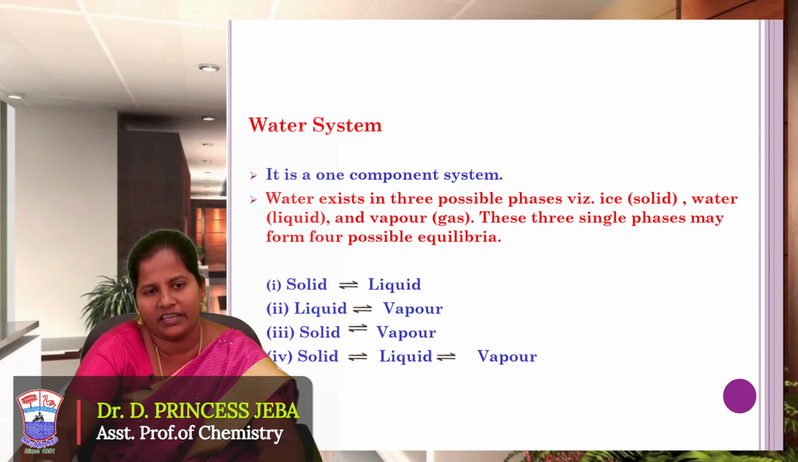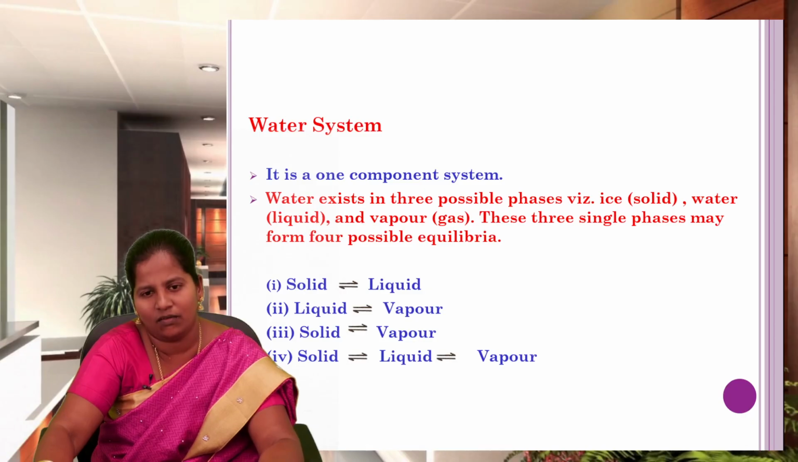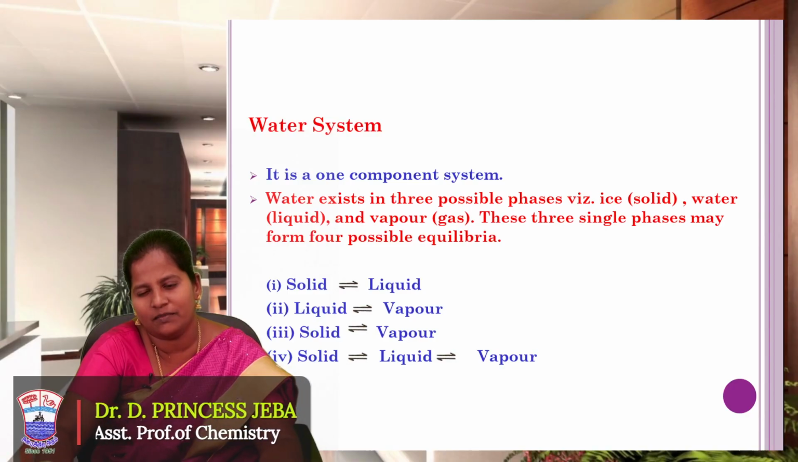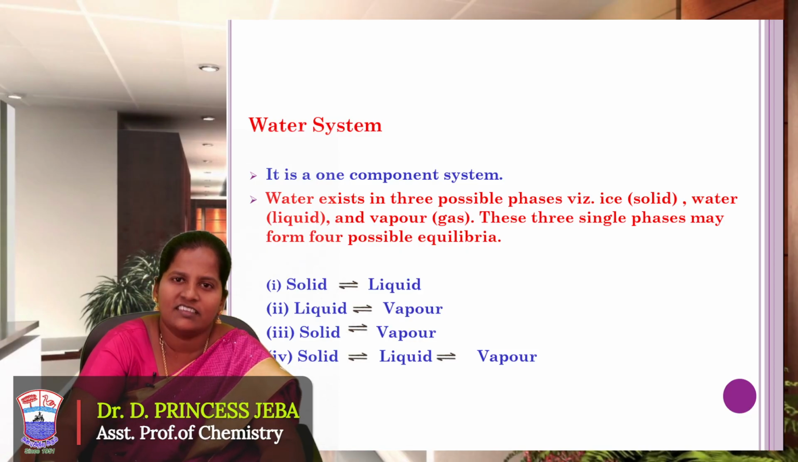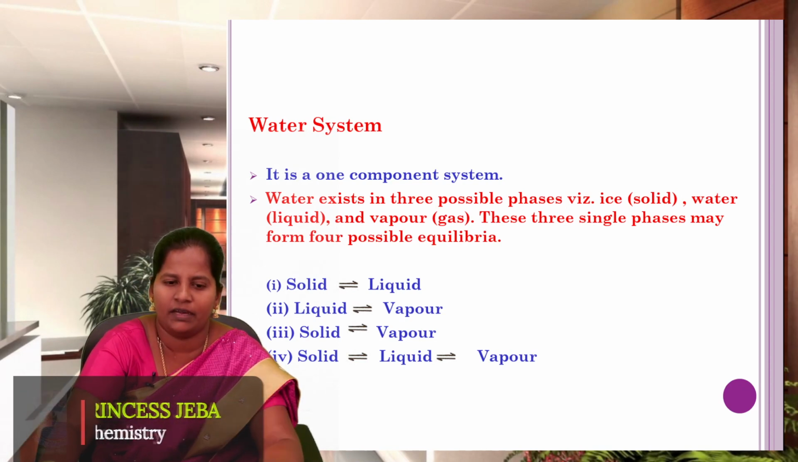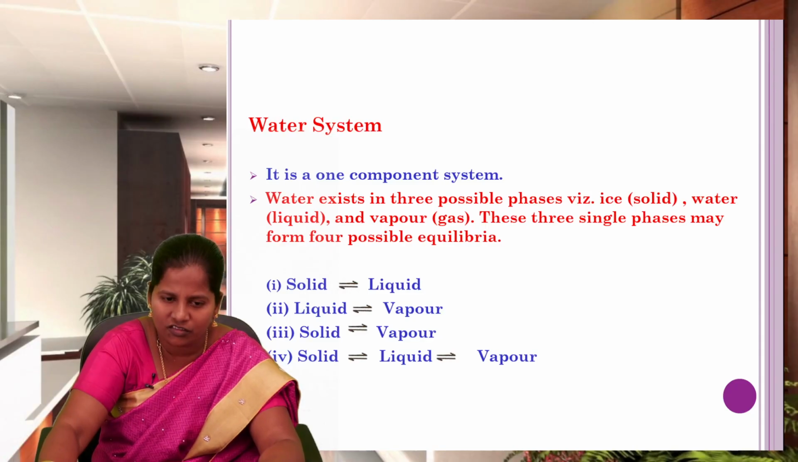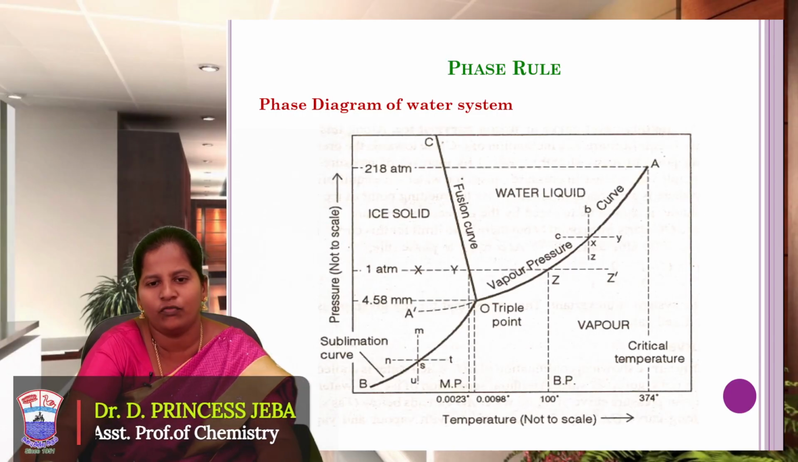So for example, we have to take water system. So water system consists of a single component, single chemical species H2O, which is water. Whereas this species may exist in 3 forms. One is ice, water and vapor. So how many phases are in equilibrium? Solid ice is in equilibrium with liquid, liquid water is in equilibrium with vapor, and solid ice in equilibrium with vapor. At a particular temperature, both solid, liquid and vapor exist in equilibrium. So this is the phase diagram of water system.